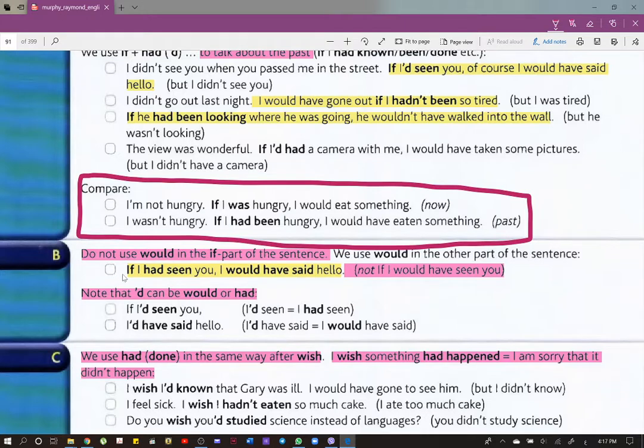So we say if I had seen you, I would have said hello. But you don't say I would if I would have seen you. So we don't use would in this part. Would only in the main clause. We don't use would in the subordinate clause. In the subordinate clause, we use only if plus had plus past participle.